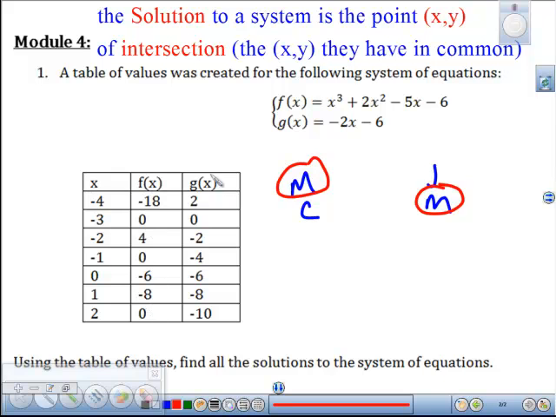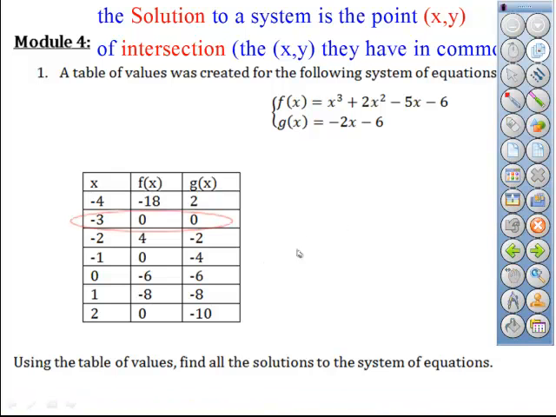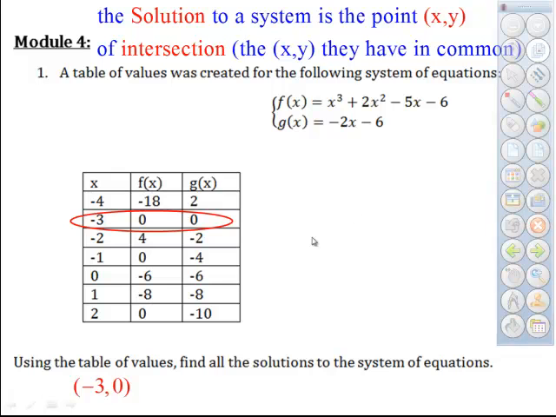So in short, we have a table of values here where we have the y values for the f function and the y values for the g function, and so you're looking for ordered pairs that they have in common. So glancing at this table, we could see that we've got a couple locations. First off, right here, this as an ordered pair would be at -3, 0, and then we also have one down here, and then we also have one right below that.